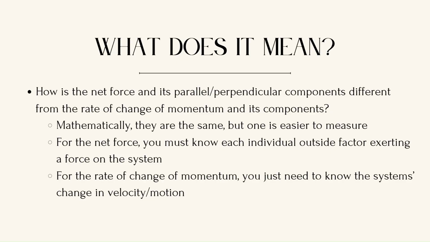And then, what does it mean? How are the net force and its parallel and perpendicular components different from the rate of change? Mathematically, they're the same, but for the net force, you must know each individual outside factor exerting on the system, and for the rate of change, you just need to know the system's change of velocity or motion.